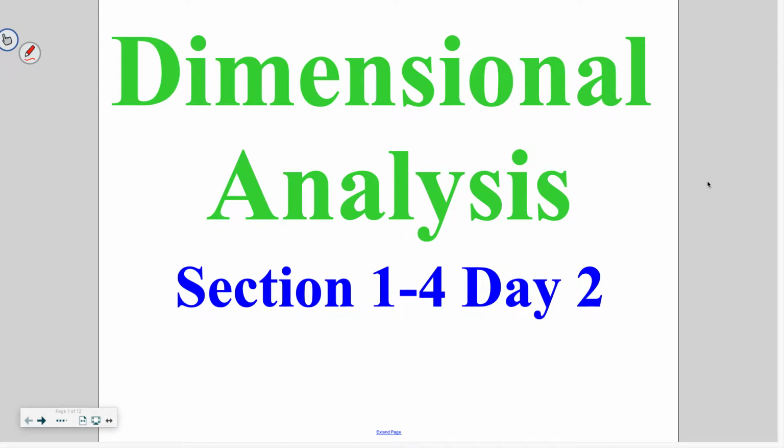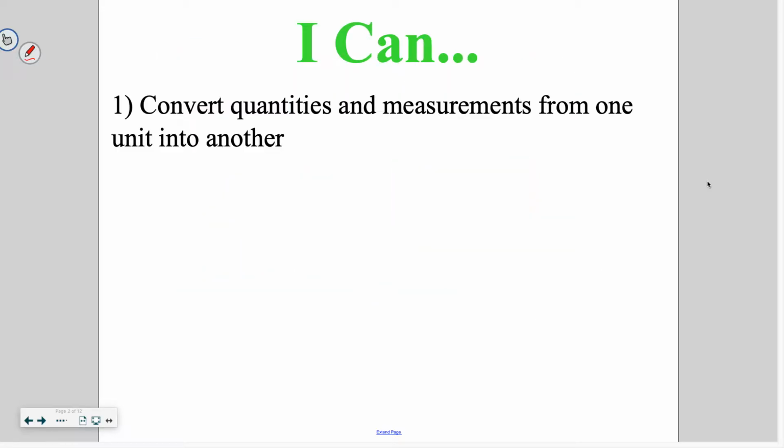Hello class, and welcome to day 2 of section 1.4, which covers dimensional analysis. By the end of today's lesson, you will be able to convert quantities and measurements from one unit into another.